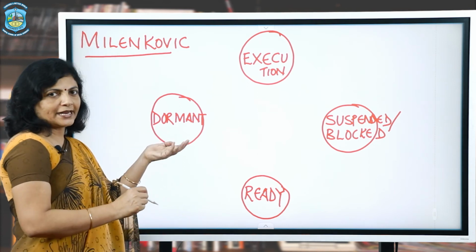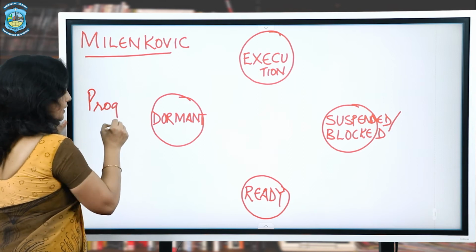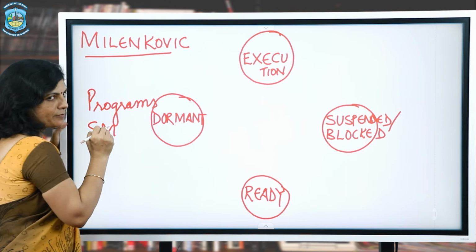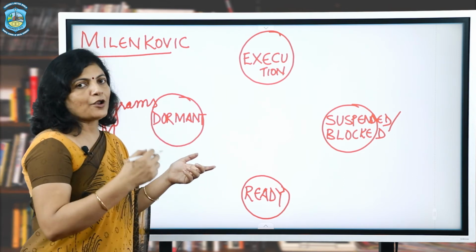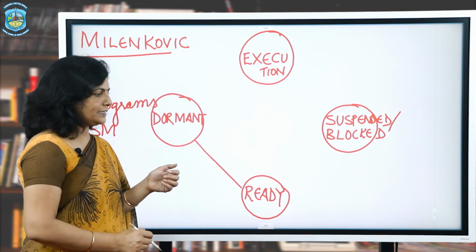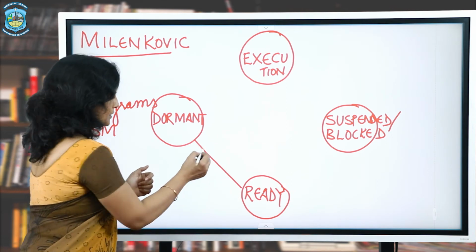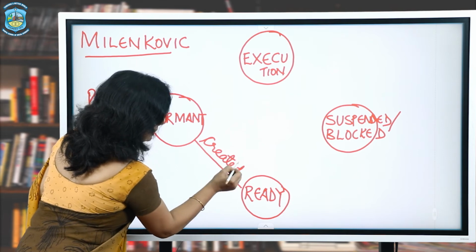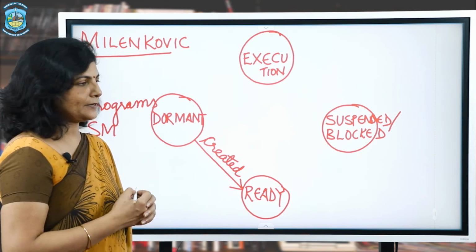So, dormant state means when the programs are stored in secondary memory. It is sleeping, it is not active. So, once the operating system creates the process, they are in the ready state. So, when a process is created, they move into the ready state.